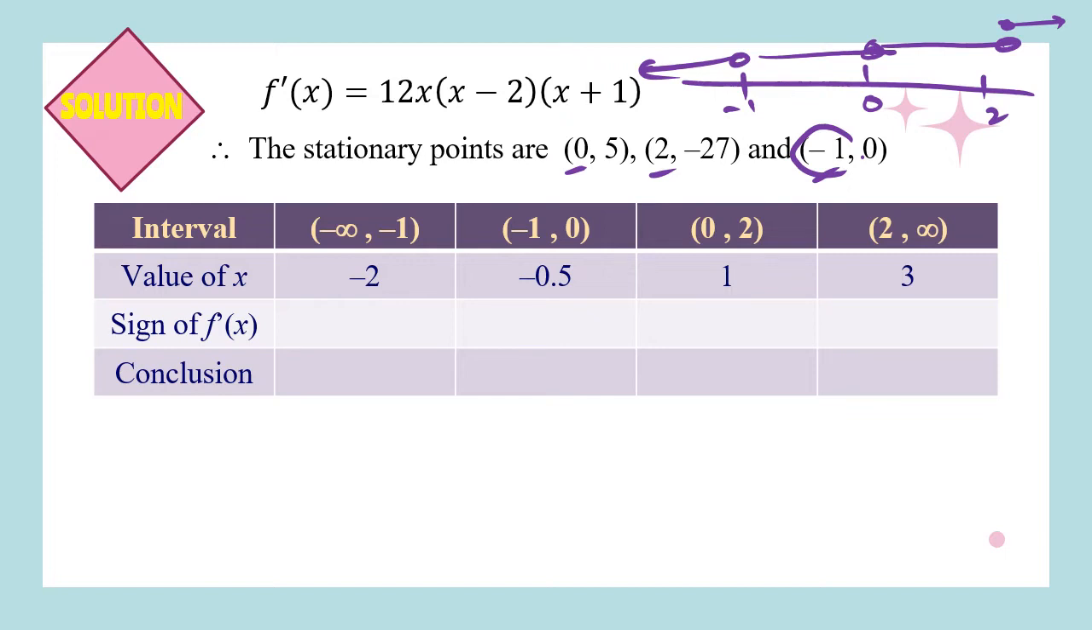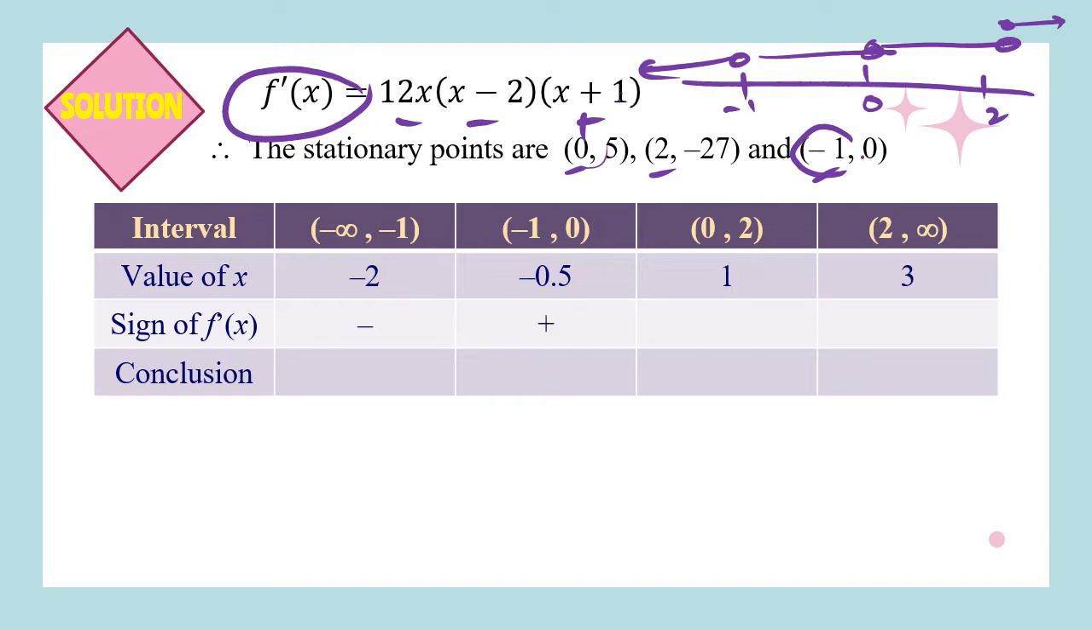Okay. So next, what we need to do is to substitute all these values into f prime x to check whether it's positive or negative. So after we substitute, for negative 2, this one is negative, this one is negative, this one is negative. So the multiplication of three negatives will be negative. And then for the second one, this one will be negative, this one will be negative, and the last one will be positive, 1 minus 0.5. So positive, negative, negative gives positive.